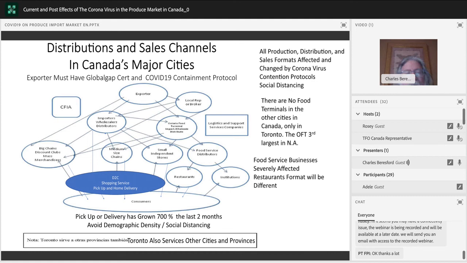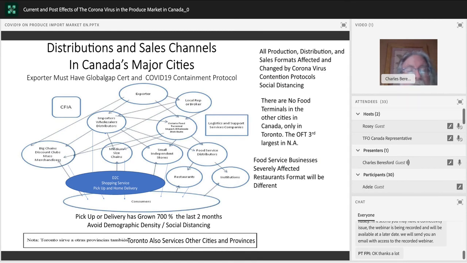So everything starts with the exporter, right, on the top. Then he goes to a local broker. Then he goes in Toronto to the Ontario Food Terminal, which is a big distributor of food. You can sell to guys there, right? Then there are the importers, wholesalers, and distributors that buy from the exporter. Then there are the big chains, the middle-sized chains, small independent stores, and then the food service distributors. And then you see a blue circle or ellipse there.